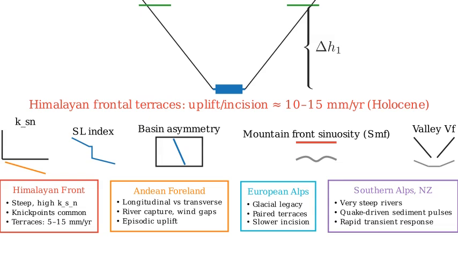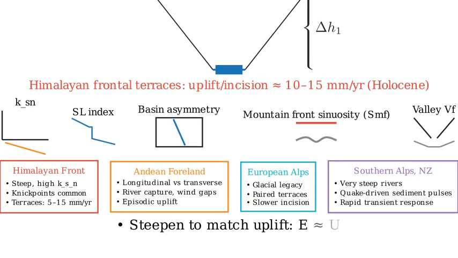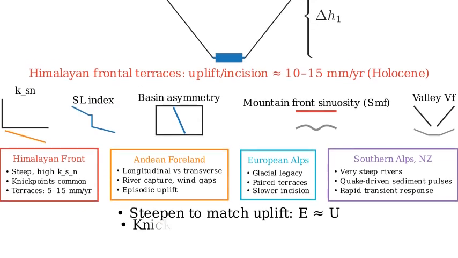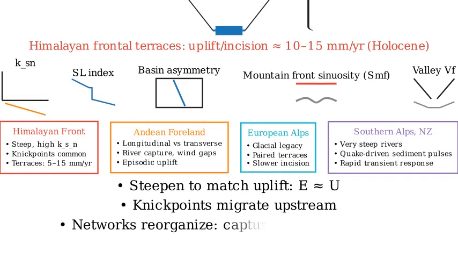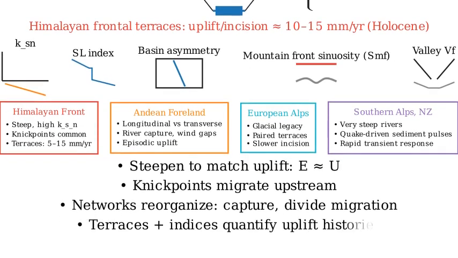To summarize, rivers steepen to match uplift, as captured by the stream power law and the steepness index. Uplift creates transient nick points that migrate upstream and record tectonic forcing. Drainage networks reorganize through capture and divide migration under tilting and uplift. Terrace flights and morphometric indices together let us reconstruct uplift histories on 1,000 to 100,000 year timescales.